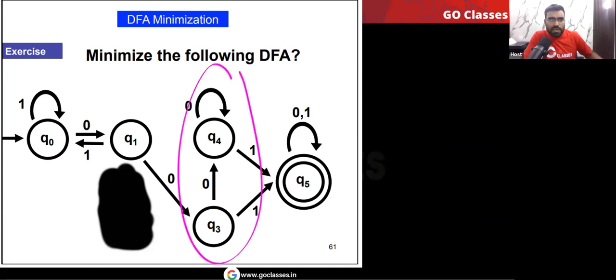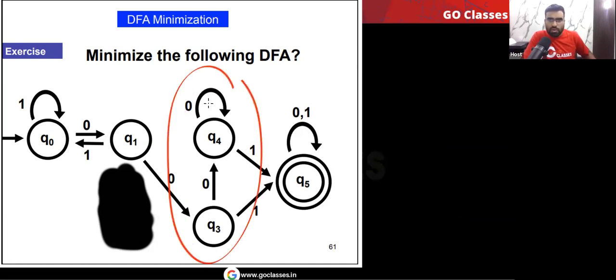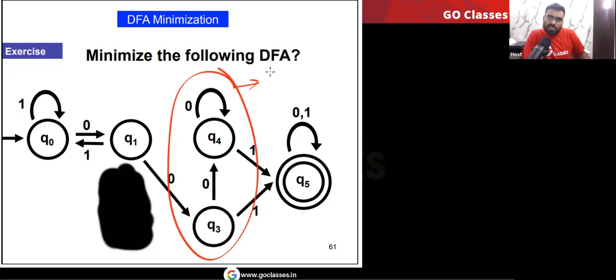Do you agree? So remember, Q3, Q4, you can merge. You can consider them as a single state. Okay, this is a single state Q3,4. Is this point clear? Now you tell me which other thing you will check. Now you check Q1 with Q3,4.